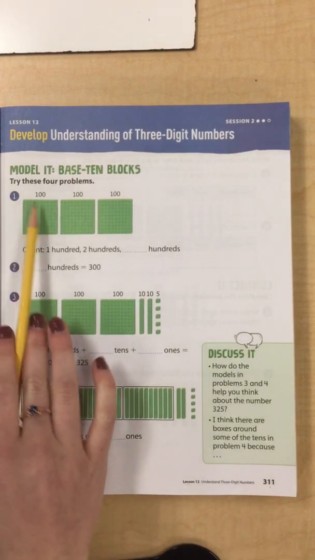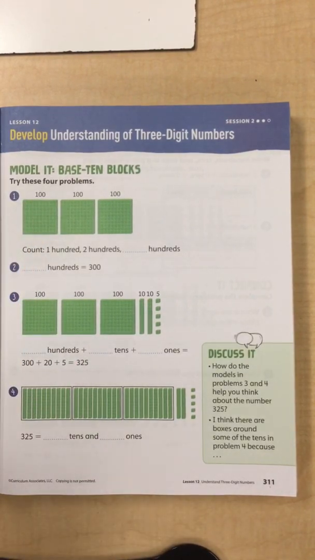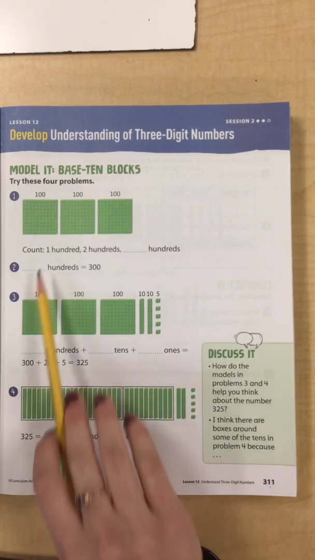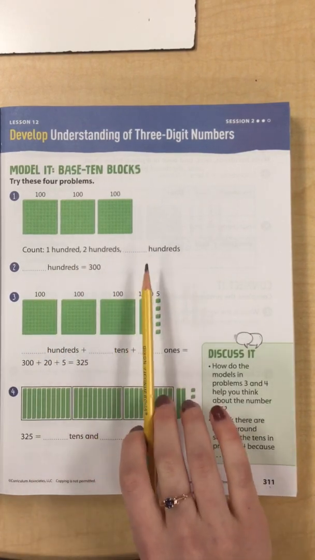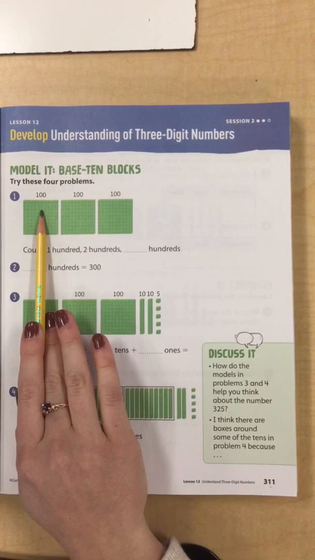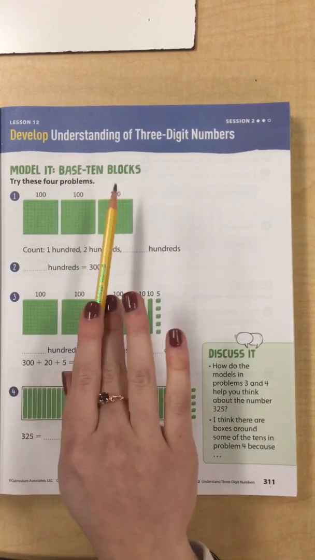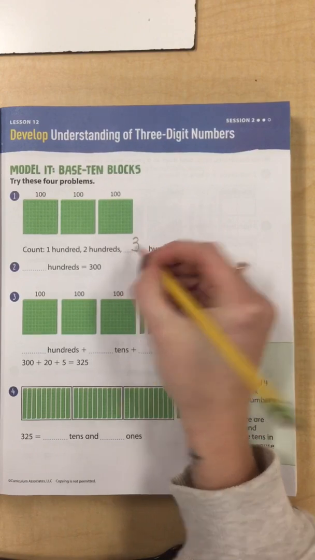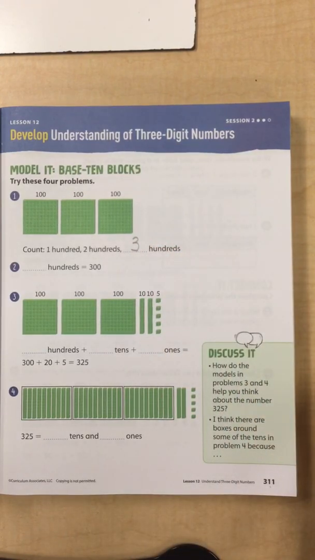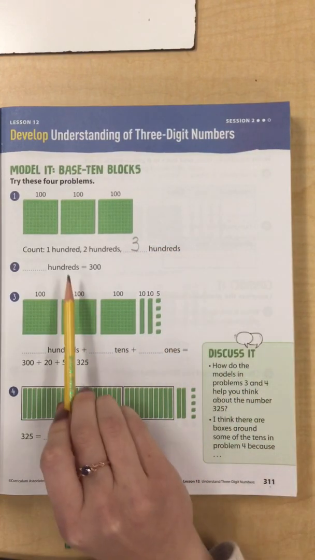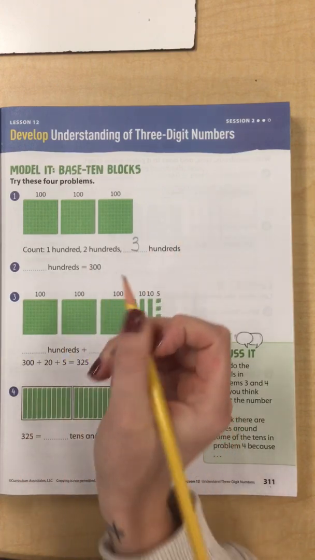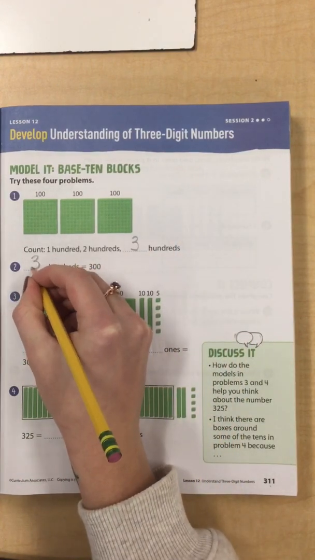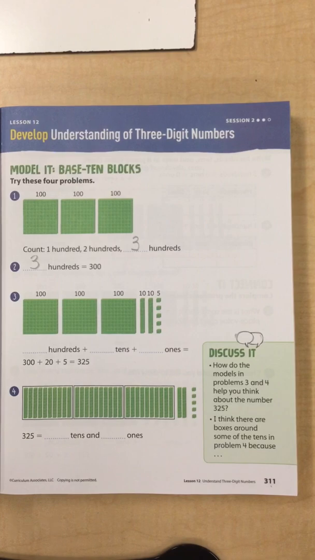So on number 1, it says try out these 4 problems. It says count 100, 200, so what would come next? We have 100, 200. What would come next? We would have 300s. So how many hundreds do we have with 300? We have 3 hundreds.